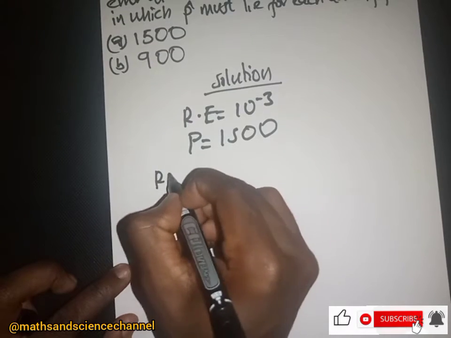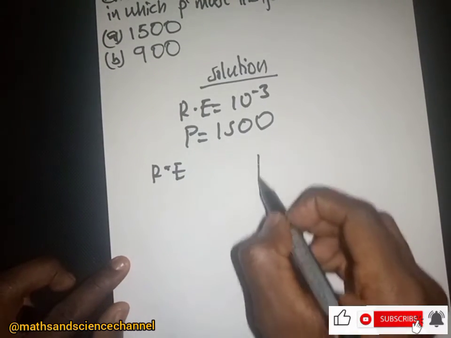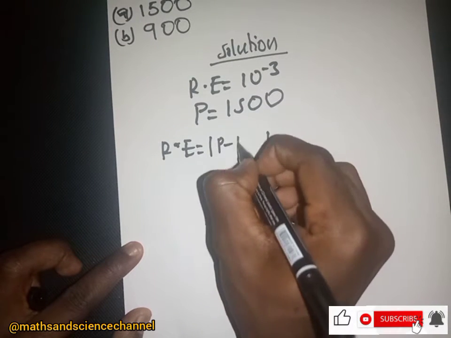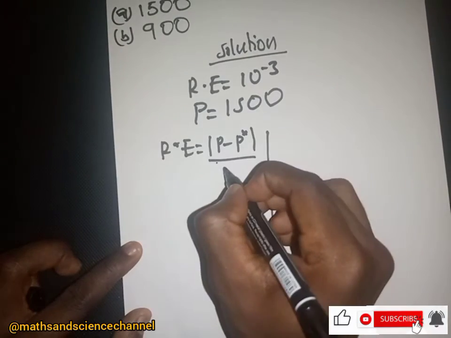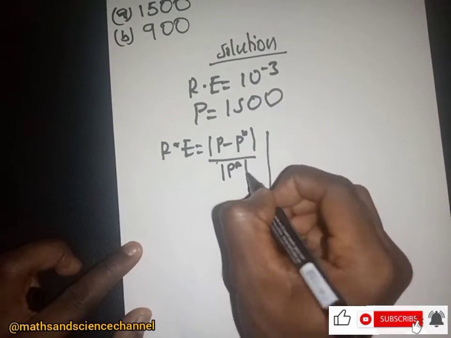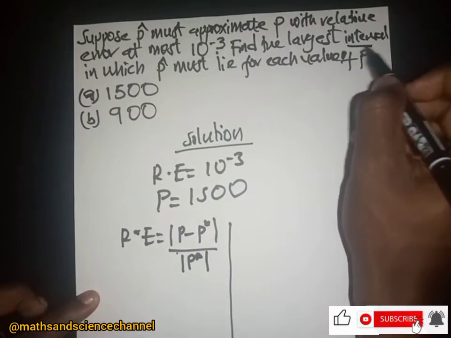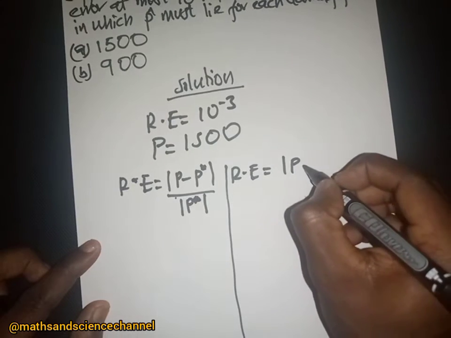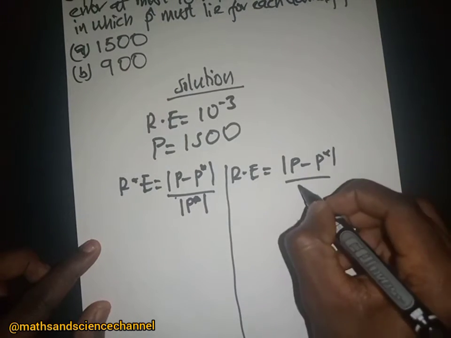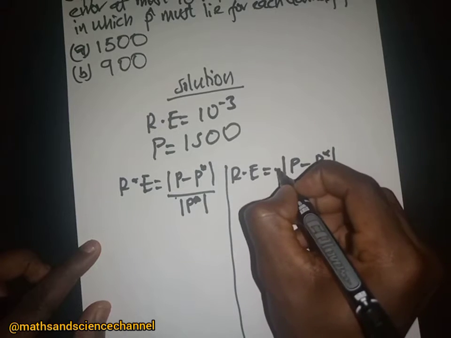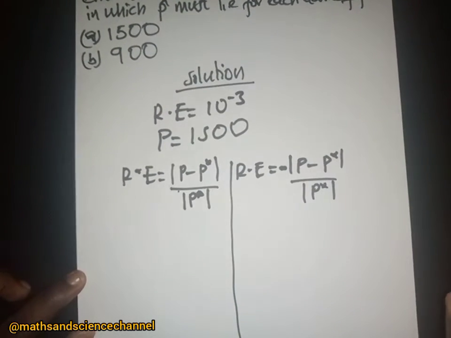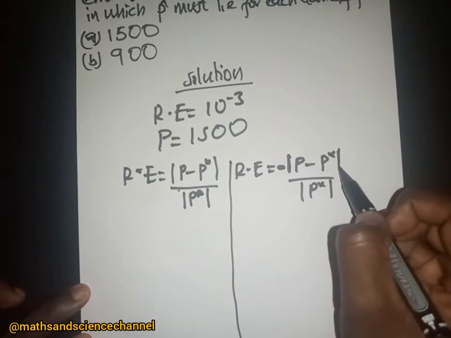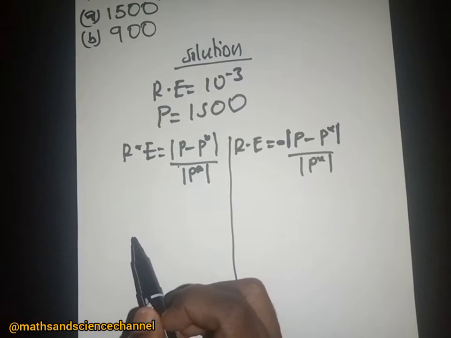1500. So let's separate that. The relative error is just P minus P star, divided by P star. The question says we should find the interval, so it's going to be two intervals. The second one will be the same formula, but negative, because we are going to have an interval of positive and negative parts. But remember, we have the absolute value, so we should get positive values for each one of them.